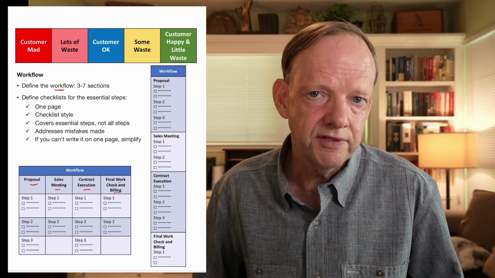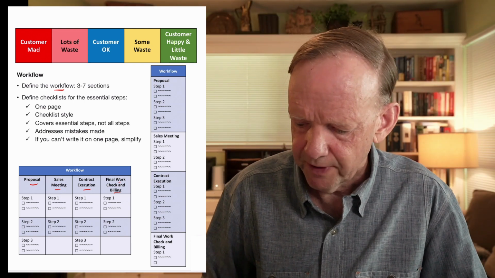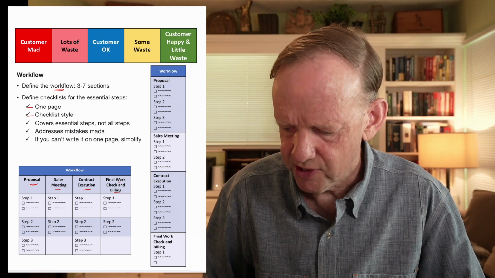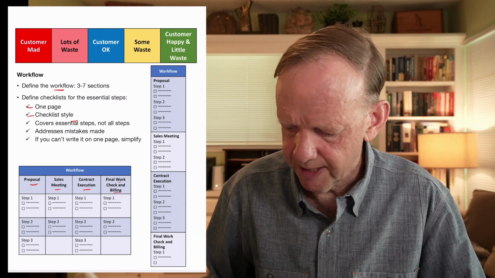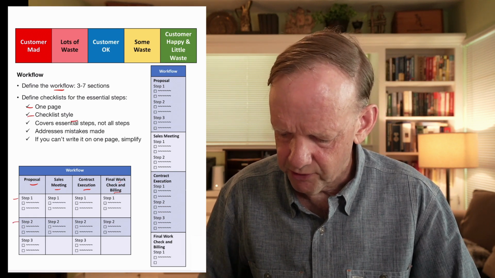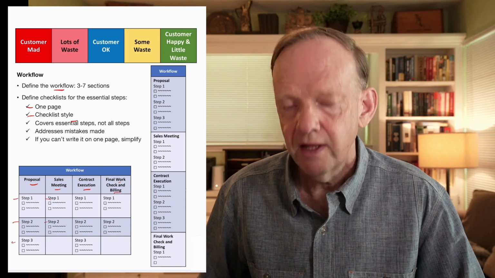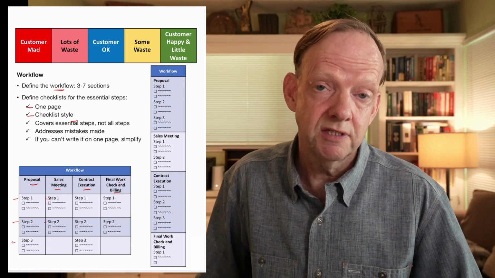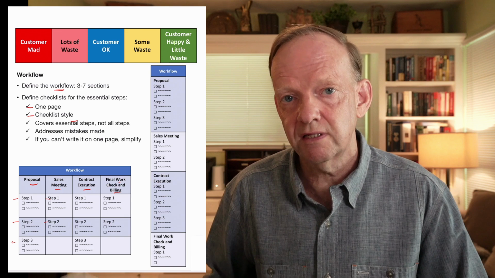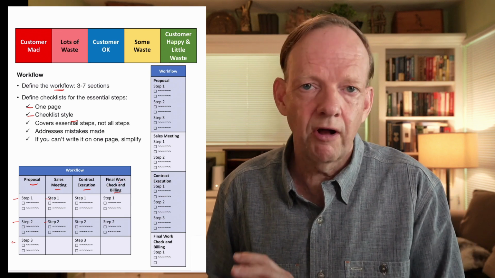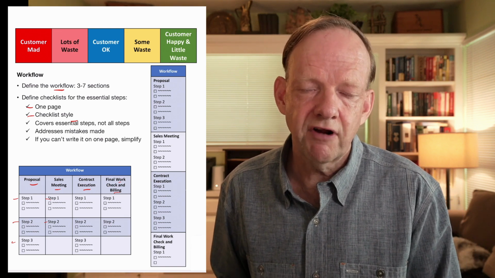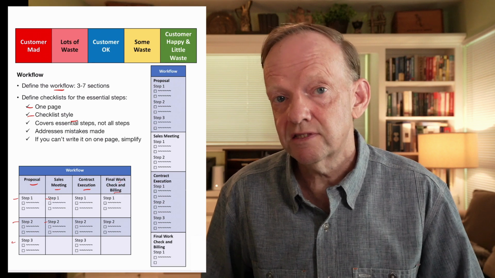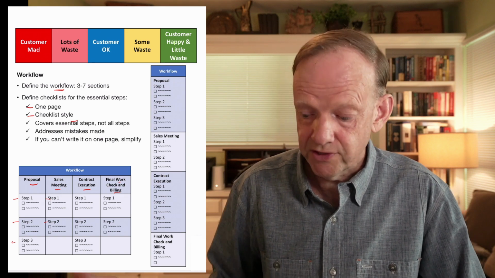Then we'll define the details below that. So again, one page, checklist style, covers essential steps. So these steps here, step 1, 2, and 3, or step 1 and 2, define the essential steps to go through to achieve that particular column. Again, we want to keep the whole thing on one page, easy to write, easy to read, easy to modify over time, easy to use.